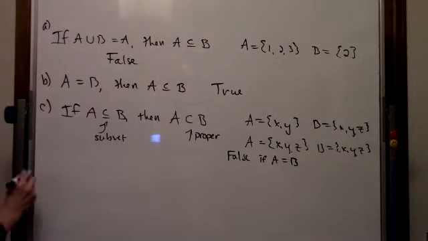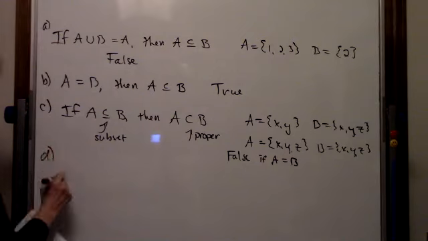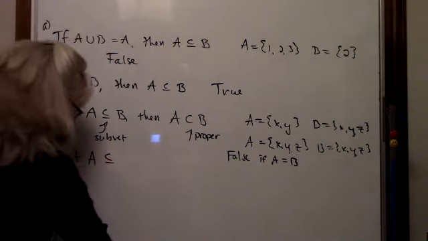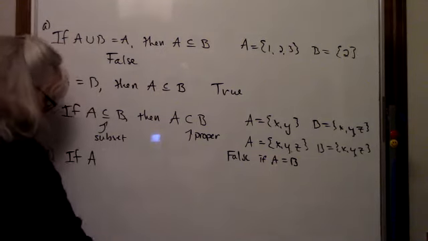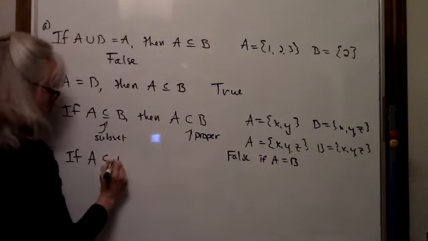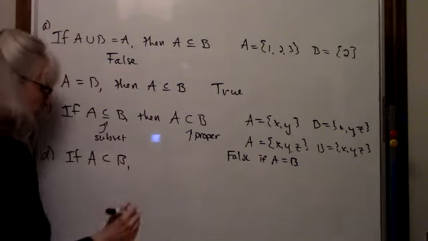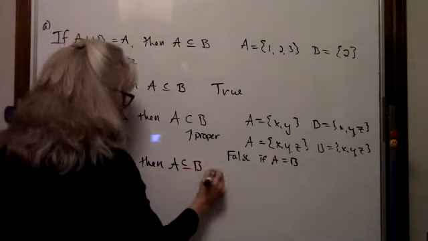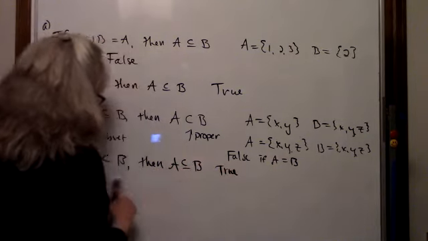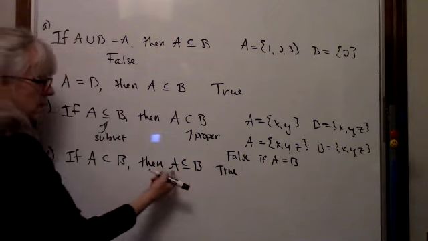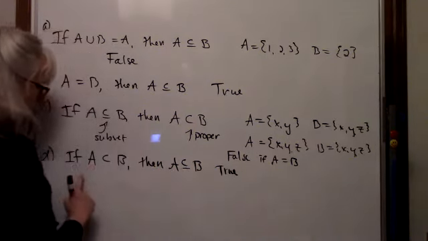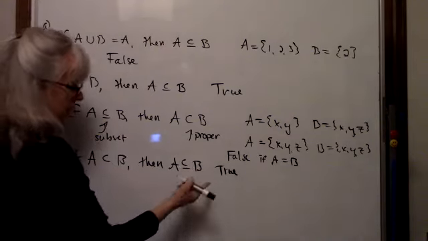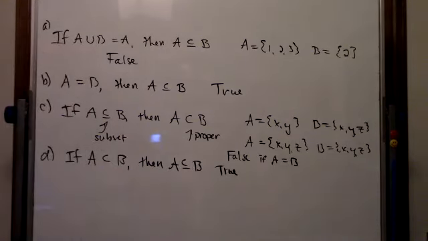Okay, the next one, part D, says if A is a proper subset of B, then A is a subset of B. Well, that one's true. Because if A is totally contained in B, then it's going to be a subset of B. And again, remember this one says that A is smaller than B, so then A has to be contained in B. So we can see that one's true.